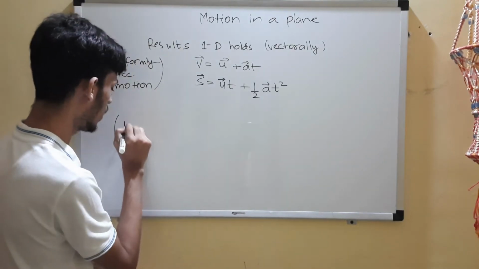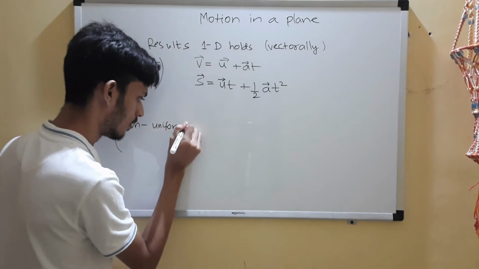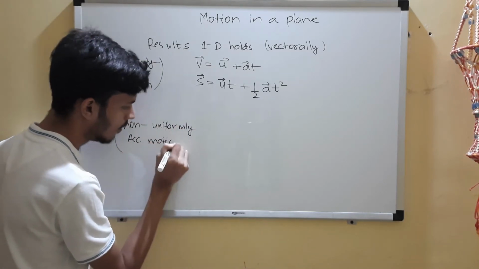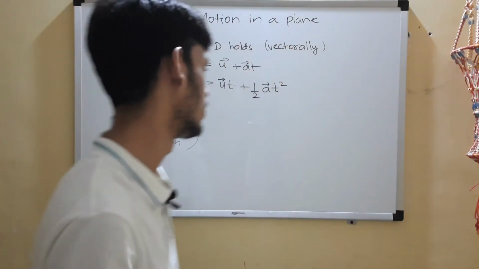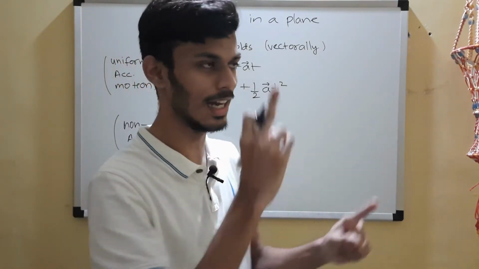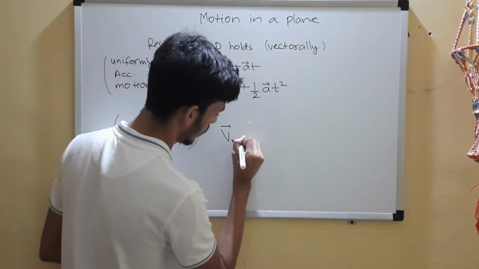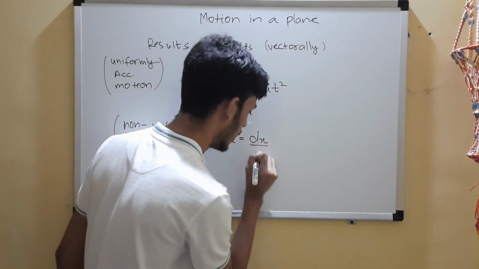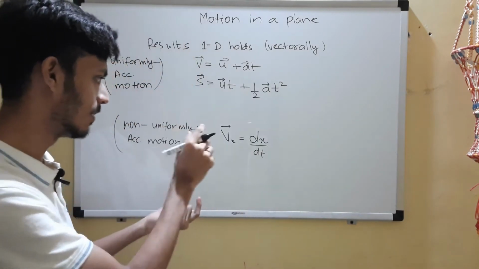Now coming to non-uniformly accelerated motion. How did we solve the questions of non-uniformly accelerated motion? Just in brief, not going into the depths, we used the calculus logic, right? Integration and differentiation. Suppose we want to find Vx. How will we do it? dx by dt, where x is the displacement in x.